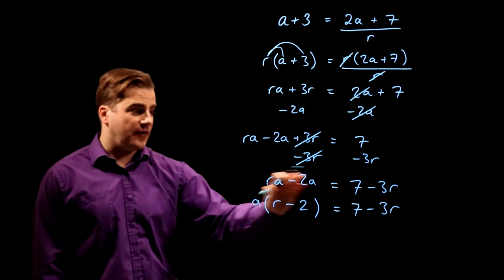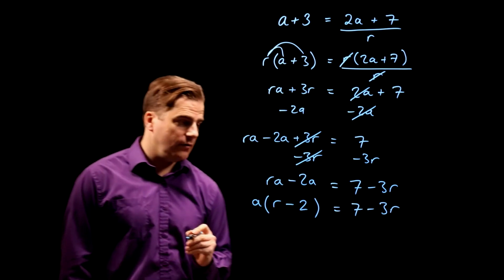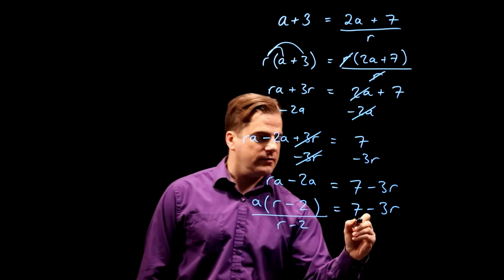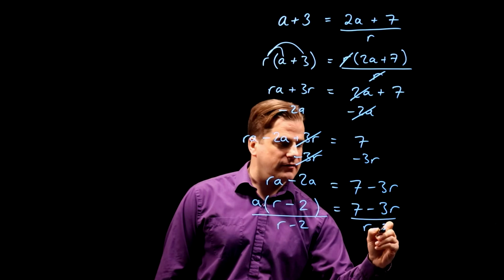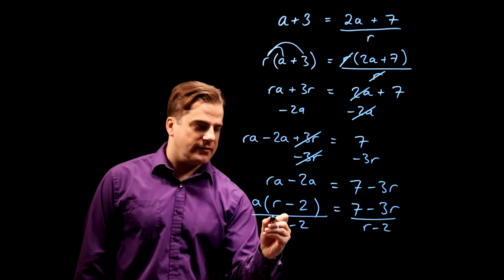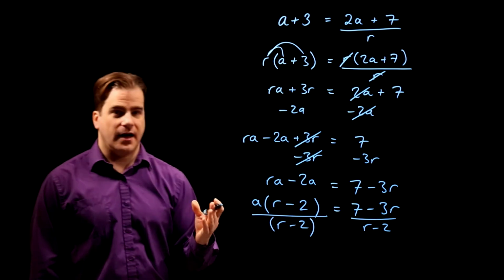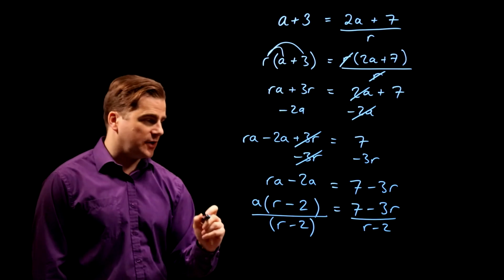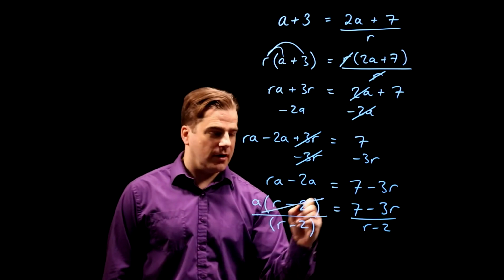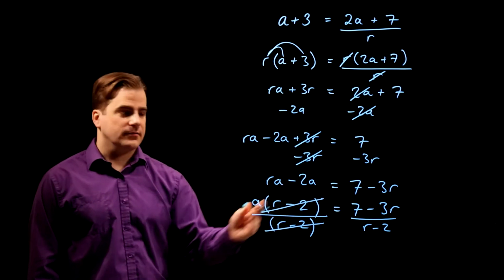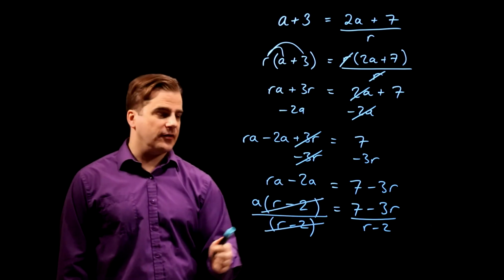And now we just divide both sides by r minus 2. Okay, r minus 2, r minus 2. If you like, you can view that as being in brackets if it helps, no need to write that. But I've done that just to show that you have r minus 2 on the top, r minus 2 on the bottom, so they cancel. And we've done it. We've made a the subject of the equation.